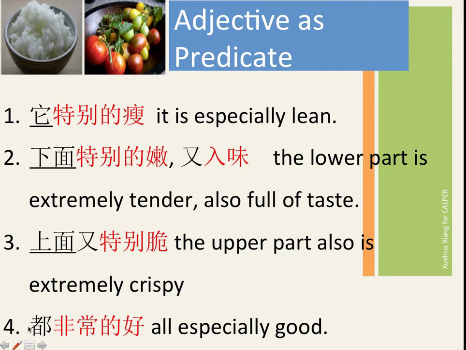Number 3, 上面又特别脆. This is talking about the skin of the chicken. 上面 on the top, 又特别脆 very crispy. 都非常的好. All are very good. As you can see in this chunk of examples, we have the adjectives like 瘦 thin, lean, 嫩 tender, 脆 crispy, 好 good. And these adjectives can be further modified by something like 特别的 extremely, 非常的 very.